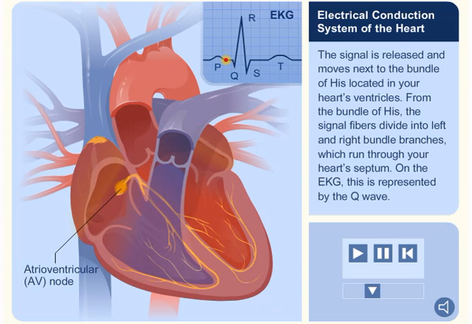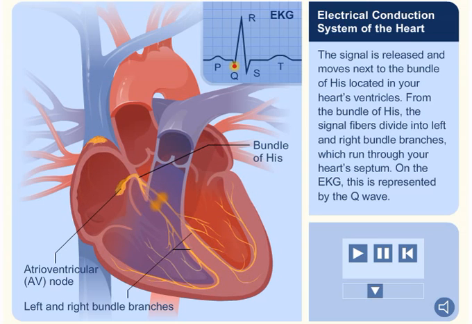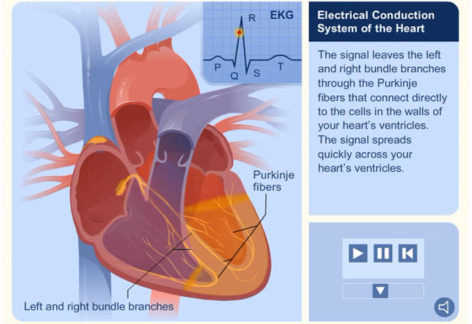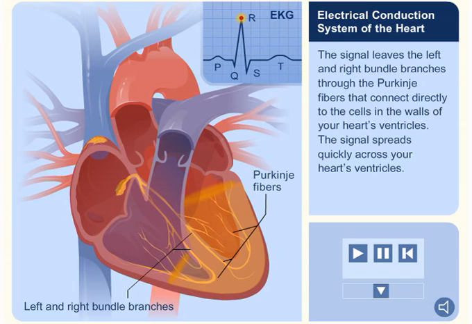The signal is released and moves next to the bundle of His located in your heart's ventricles. From the bundle of His, the signal fibers divide into left and right bundle branches which run through your heart's septum. On the EKG, this is represented by the Q wave. The signal leaves the left and right bundle branches through the Purkinje fibers that connect directly to the cells in the walls of your heart's ventricles. The signal spreads quickly across your heart's ventricles.